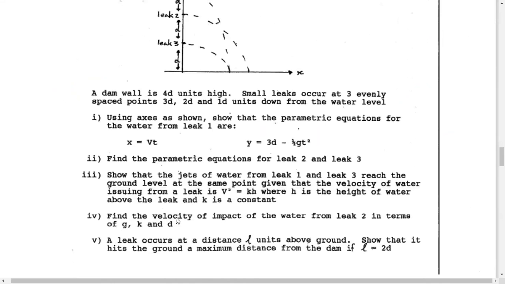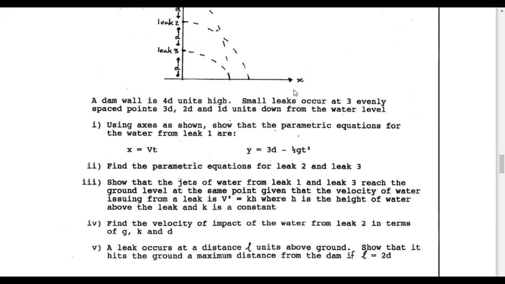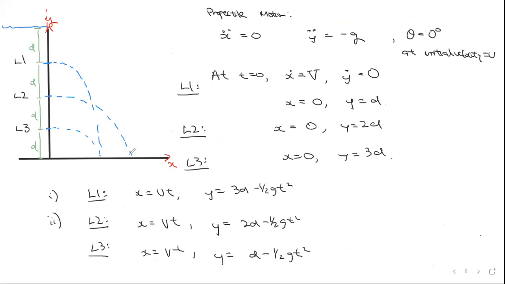Now they want you to find the velocity of impact of the water from leak 2 in terms of g, k, and d. Remember, whenever you want to find the velocity of impact, you do it in a particular way. Typically when you're using parametric equations, you find the x dot at that point, the y dot at that point, and then combine them. If you had a Cartesian equation, you might use the derivative, but in this case we're using parametric equations.